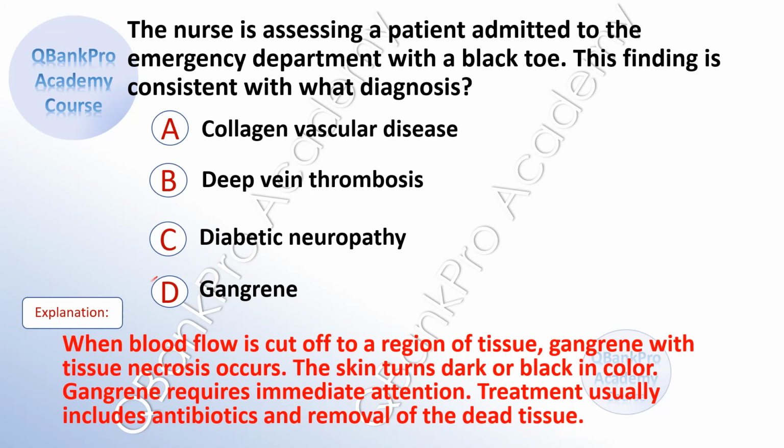The correct answer is D. Gangrene. Explanation. When blood flow is cut off to a region of tissue, gangrene with tissue necrosis occurs. The skin turns dark or black in color. Gangrene requires immediate attention. Treatment usually includes antibiotics and removal of the dead tissue.